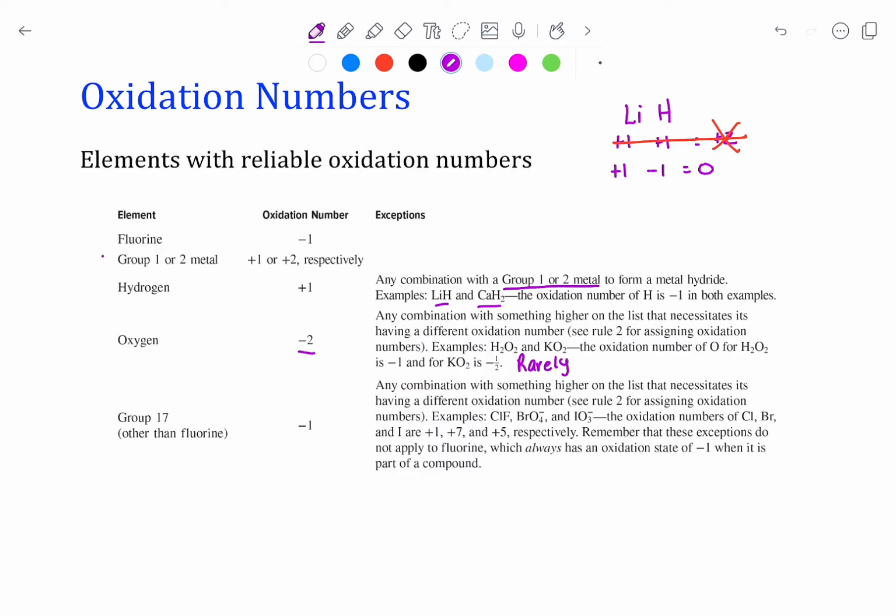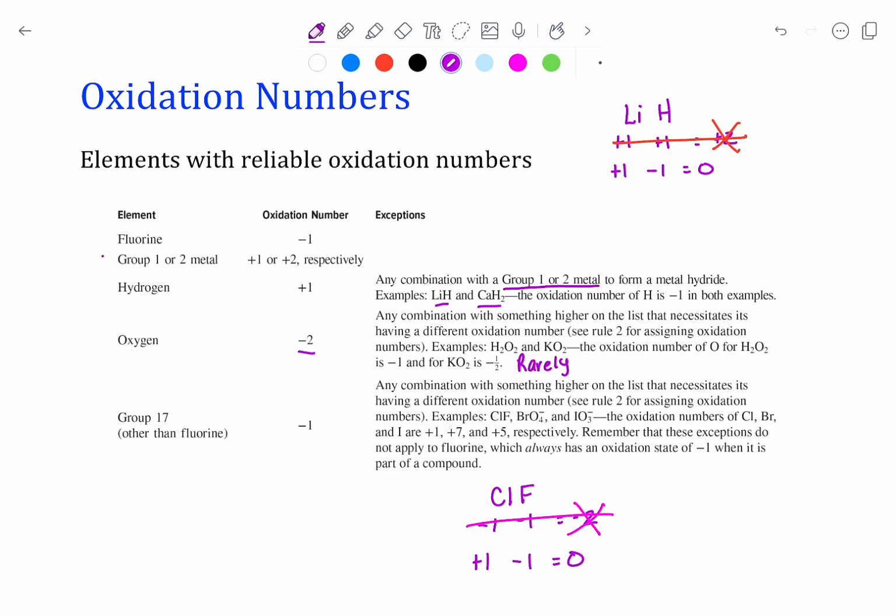So like ClF, well, fluorine is higher on the list, so it's going to take precedence in having a -1. Chlorine also can't have a -1, because that would equal -2, and ClF does not have a charge of -2. Okay, so we can't have that. So what our oxidation numbers would look like is fluorine having a -1 and chlorine having a +1 to cancel out and give a neutral charge.